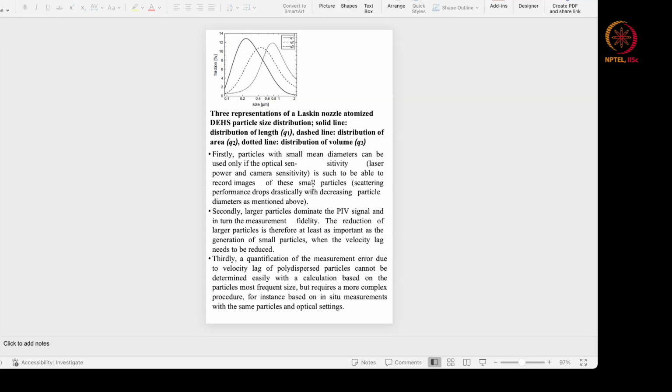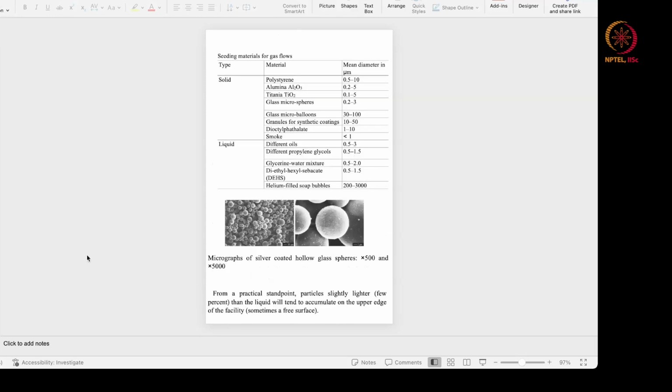Scattering performance, as we saw, drops quite a bit. Secondly, larger particles actually dominate the PIV signal because they scatter more. So in turn, the measurement fidelity. So the reduction of larger particles is therefore also important, especially in cases when velocity lag needs to be reduced. And thirdly, the quantification of the measurement error due to the velocity lag of polydispersed particles is not easy because you cannot base the calculations on the most frequent size, but it requires more complex procedures. You may have to do in situ measurements with the particles, and need to know the size distribution of the particles and so on and so forth.